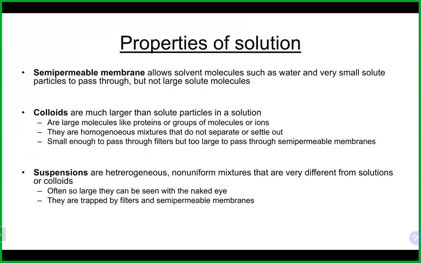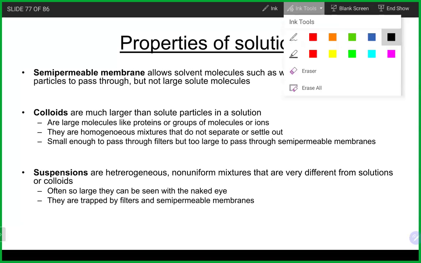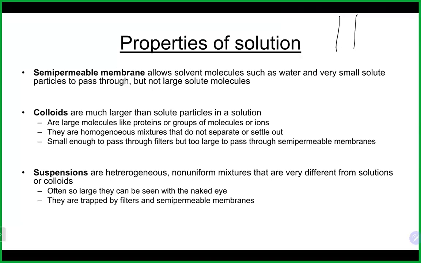All right, so we're going to talk about some properties of solutions now. And some of the properties we're going to talk about is a semi-permeable membrane. A semi-permeable membrane is a membrane that allows certain size molecules to pass through. So, for example, oftentimes you can't see it, but essentially you have a membrane from one side, say, to the next. And that's going to erase everything. So let's try that again.